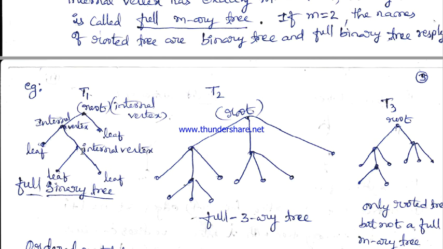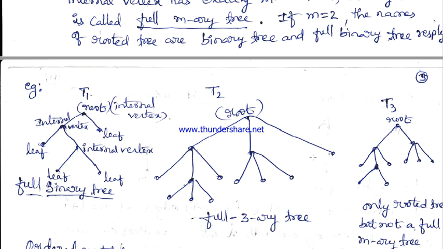Now coming to the example T2. We have the root internal vertex. The root itself is an internal vertex in every tree. So corresponding to the root there are 3 children.